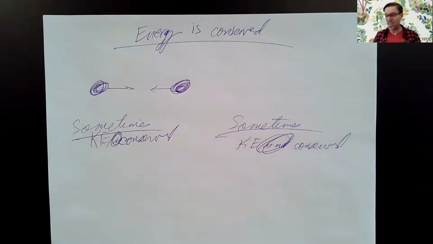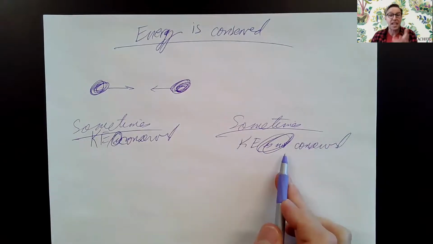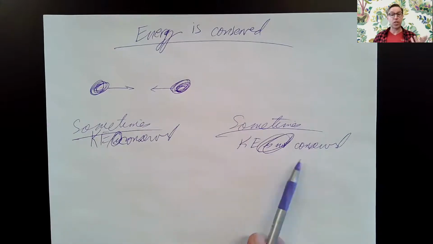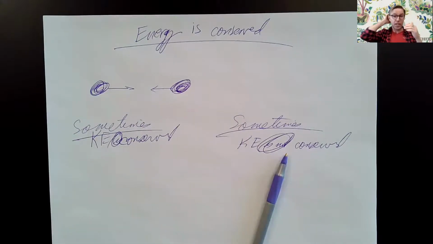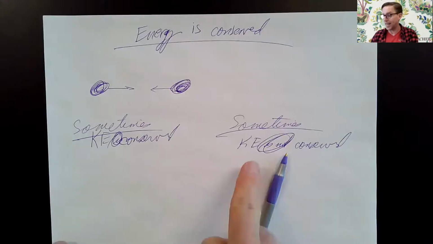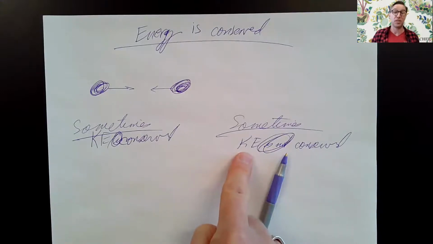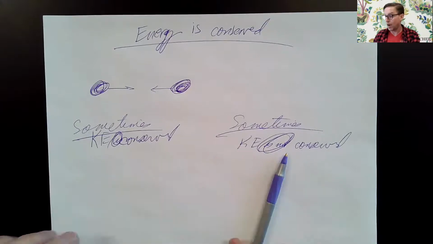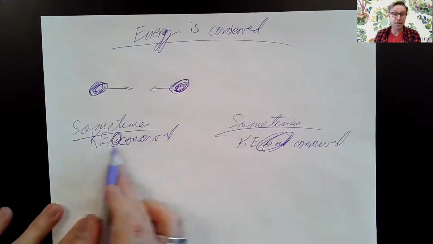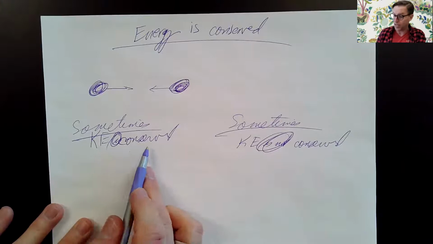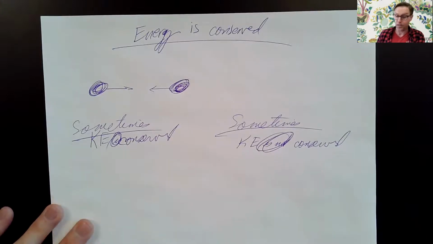Now, that doesn't mean energy is not conserved. It just means the kinetic energy is turned into other kinds of energy. The kinetic energy could be turned into gravitational potential energy, spring potential energy, heat, or sound. There's all kinds of things that the kinetic energy could be turned into that are still energy. But sometimes the kinetic energy is not turned into other kinds of energy, and the kinetic energy itself is conserved.